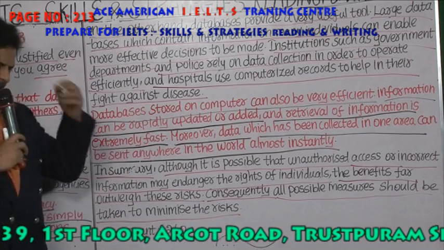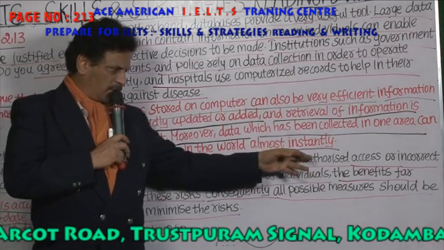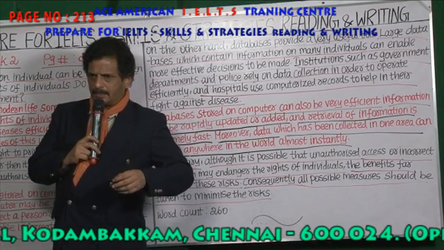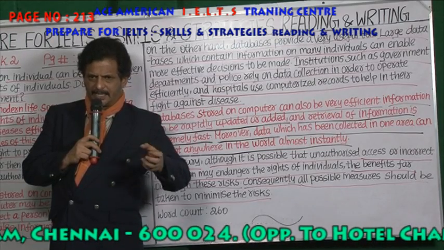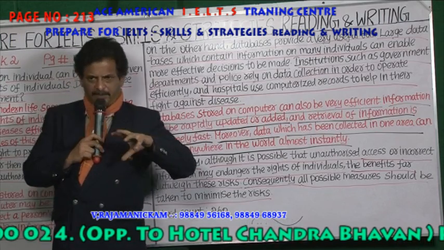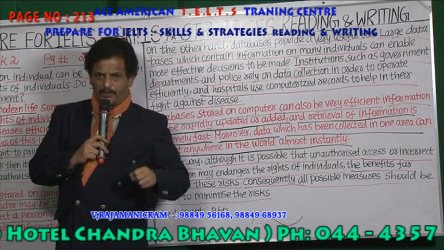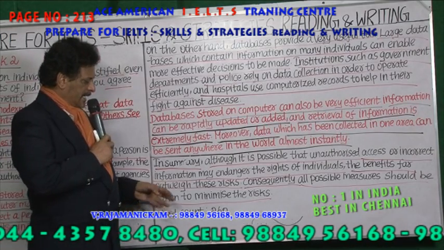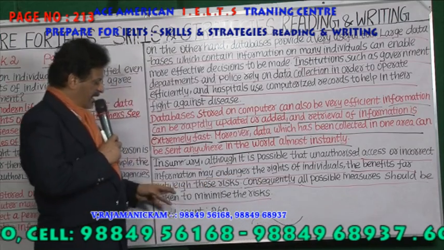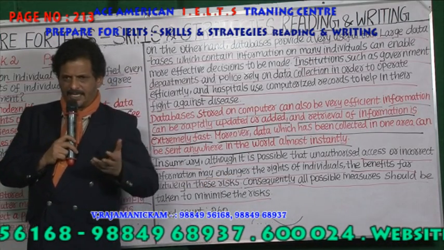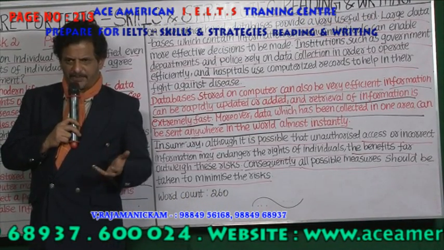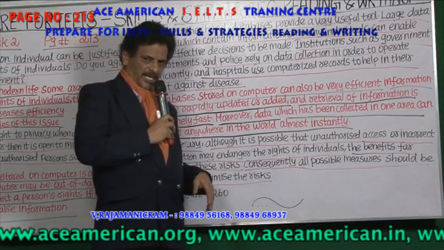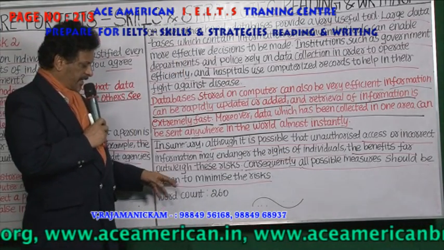இறுதி முறையாக சம்மரி சுருக்கமாக சொல்ல வேண்டுமென்றால், although it is possible that unauthorized access or incorrect information may endanger the rights of individuals. சில தகவல்கள் மூலமாக, தனிநபர்களின் தகவல்களை சேகரிப்பதன் மூலமாக சில பேர் தவறான வகையிலே உன்னுடைய தகவல்களை உபயோகப்படுத்தலாம், அல்லது தனிநபர்களுடைய தகவல்களை பெற்று தவறான வழியிலே அதை உபயோகிக்கலாம். ஆனாலும் may endanger the rights of individuals. The benefits far outweigh என்றால் என்ன? தகவல்களை சேகரிப்பது கணிப்பொறியிலே அது நன்மையா தீமையா என்று பார்க்கும் பொழுது நன்மை அதிகமாக இருக்கிறது, தீமை கம்மியாக இருக்கிறது. அதுதான் outweighs என்று சொல்கிறோம். Consequently, அதன் விளைவாக all possible measures should be taken to minimize the risks.